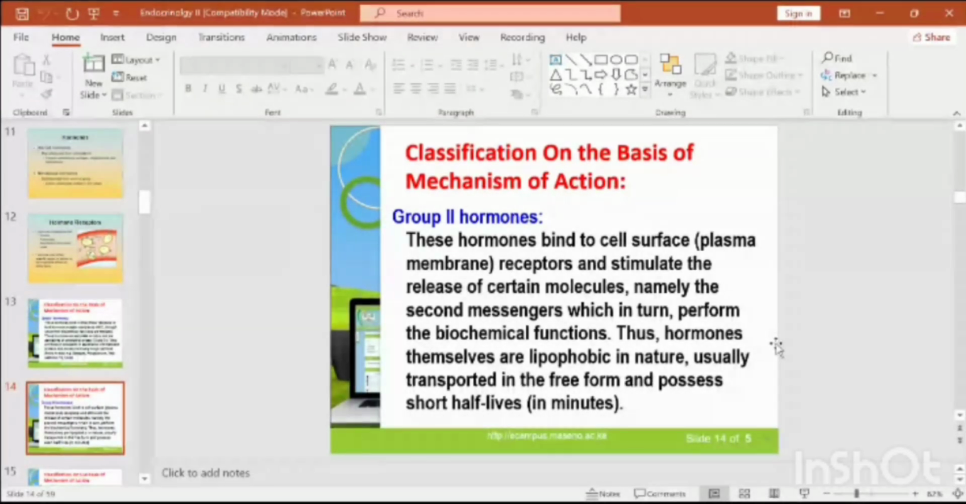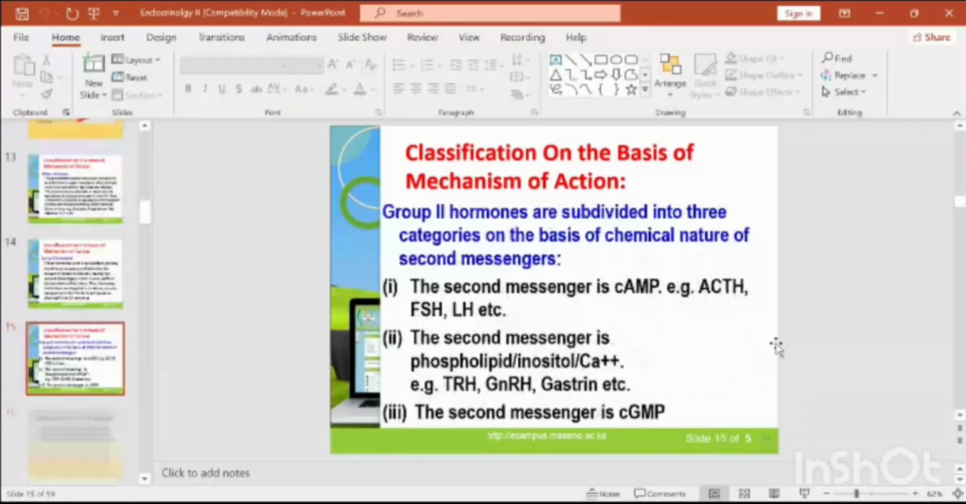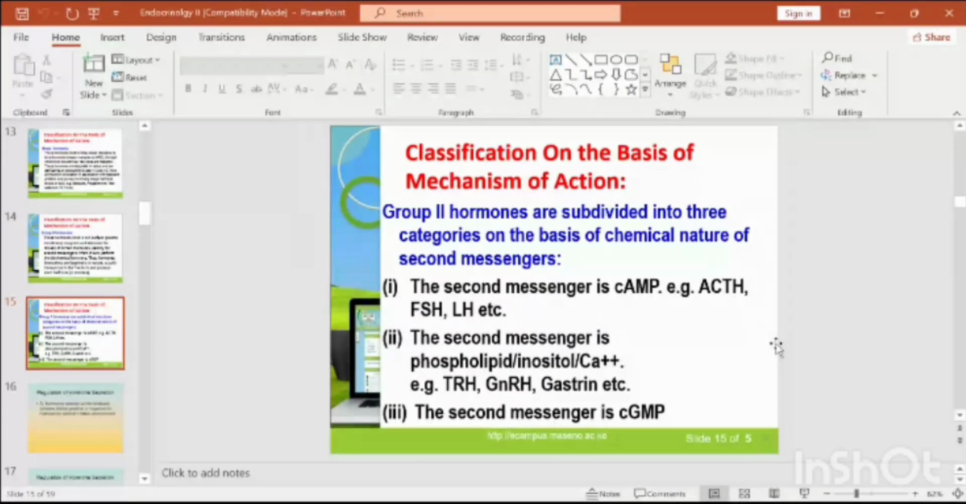I want you to slightly go back in time. There was a class where we spent some time talking about how the cells communicate, and we talked about the secondary messengers, and that is an example of that. Examples of the secondary messenger include cyclic AMP, and examples of hormones that use cyclic AMP include ACTH, follicle stimulating hormone, and LH. Calcium could as well act as a secondary messenger.